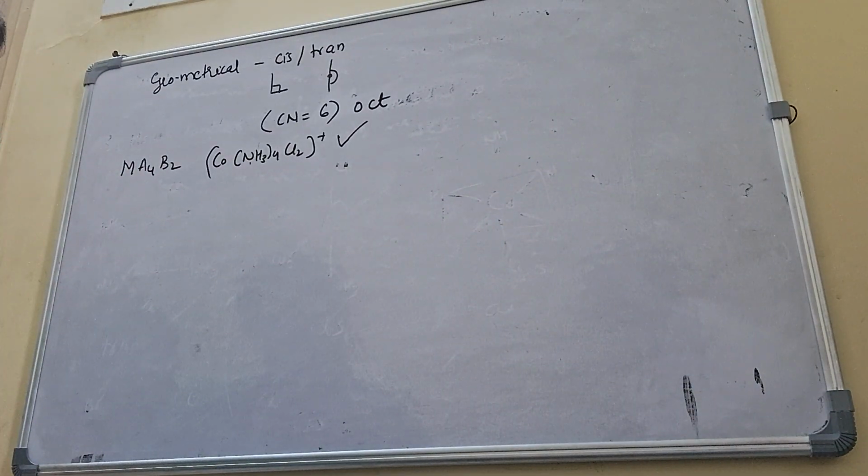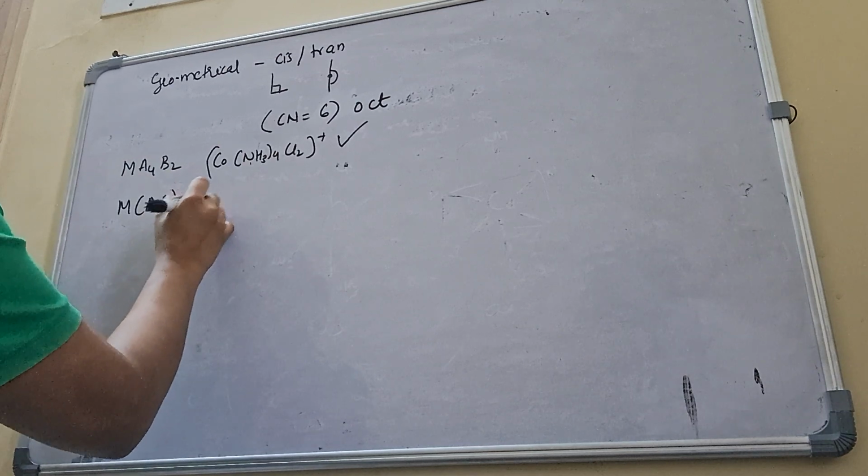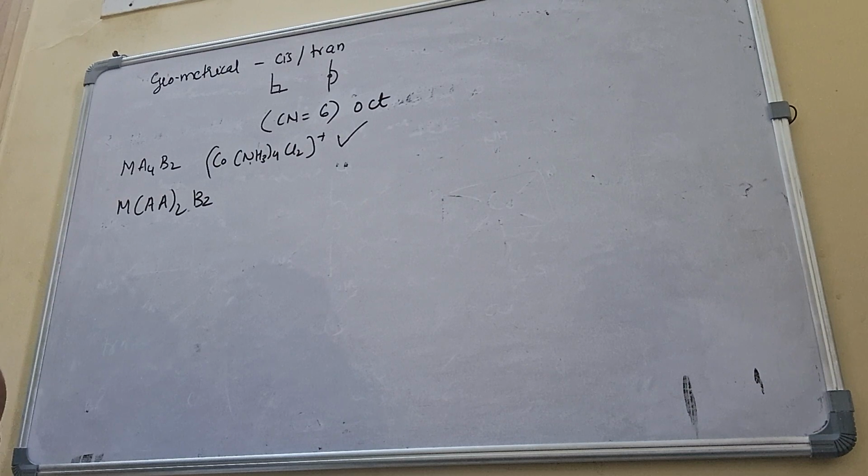Yes. Next, we are going to do AA2B2, where AA is a bidentate. So we write it like this: AA is a bidentate, 2B2. So 4 and 2, 6.